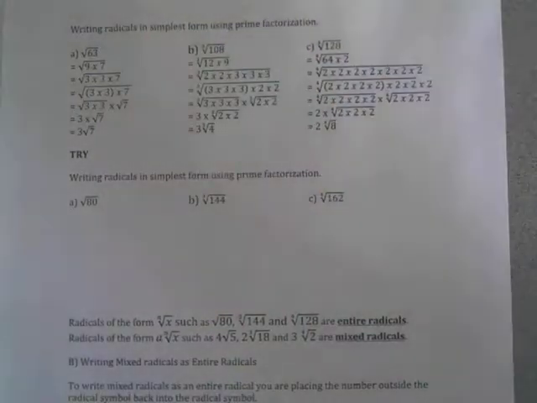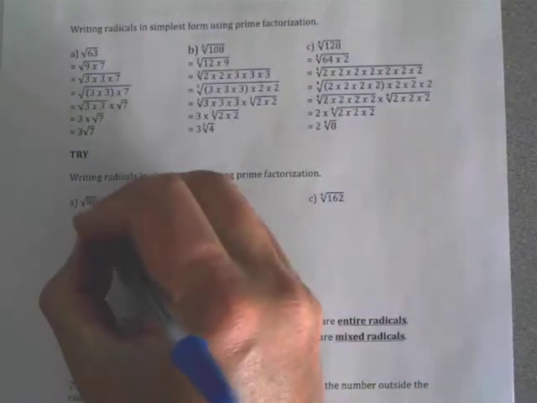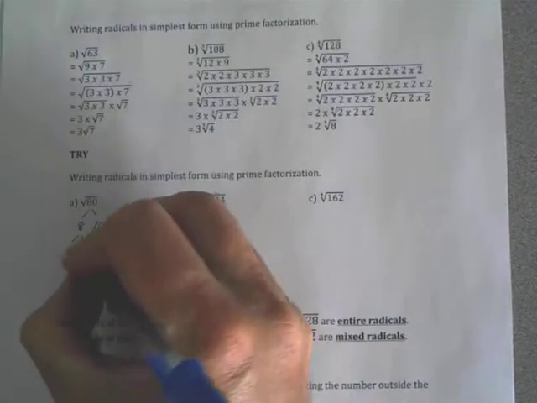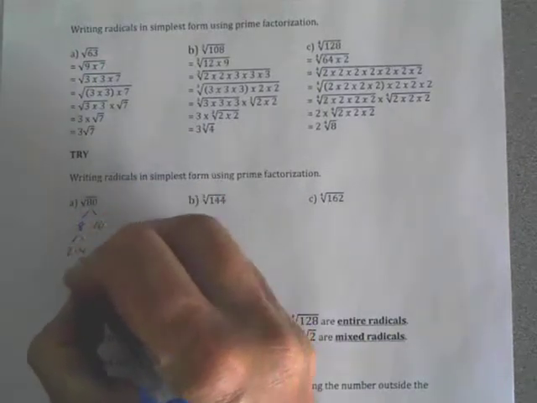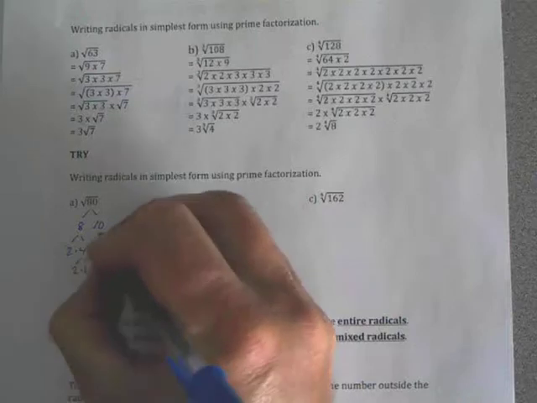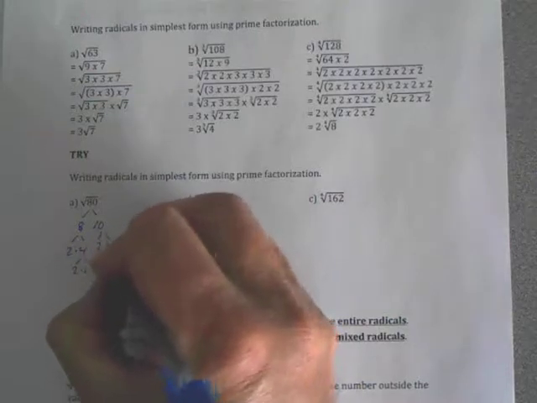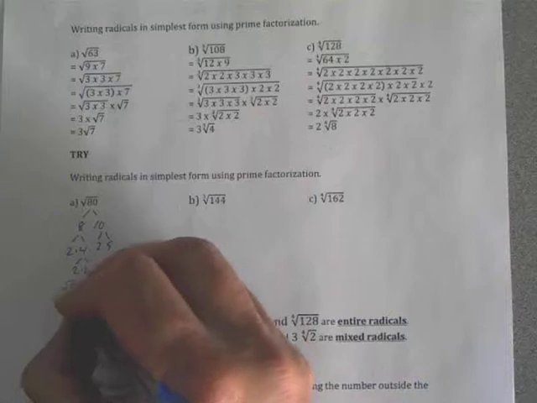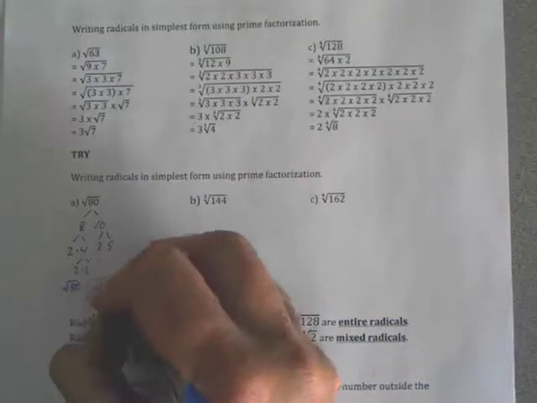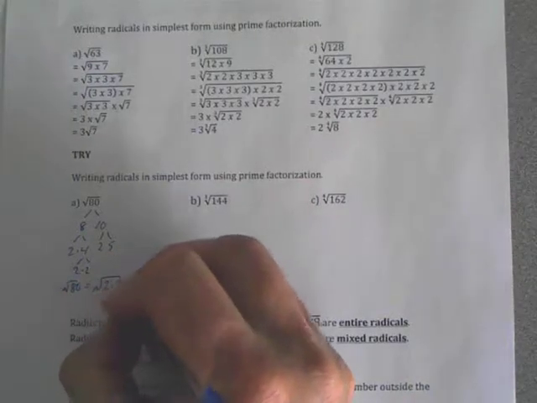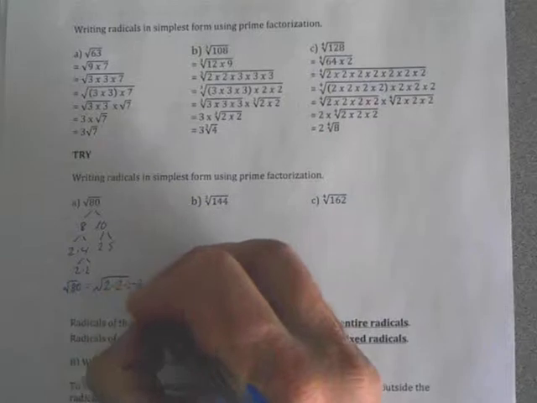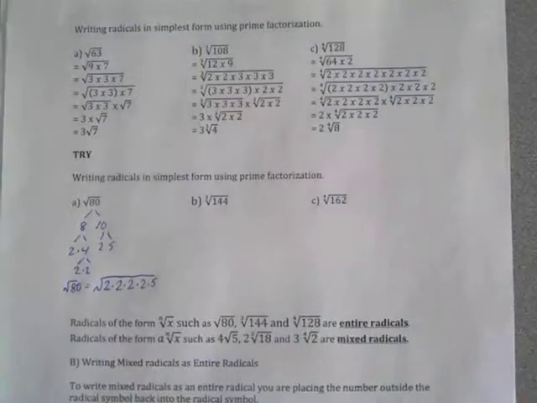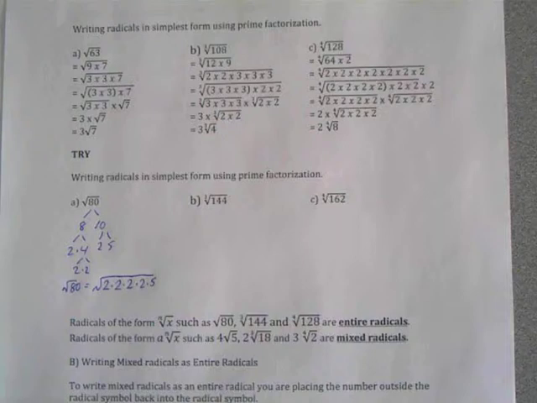So, the square root of 80. I know that 8 times 10 is equal to 80. I know 8 is equal to 2 times 4, and I know 4 is equal to 2 times 2. 10 is equal to 2 times 5, and we're done there. So the prime factorization of 80 is 2 times 2 times 2, which is 8, times 2 times 5, which is 10. So that's it in prime factorization.